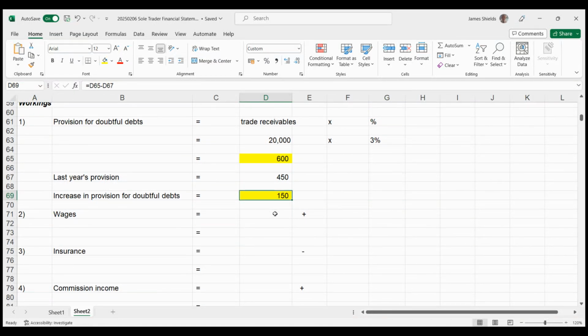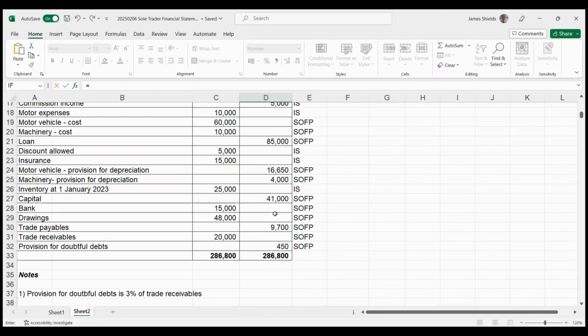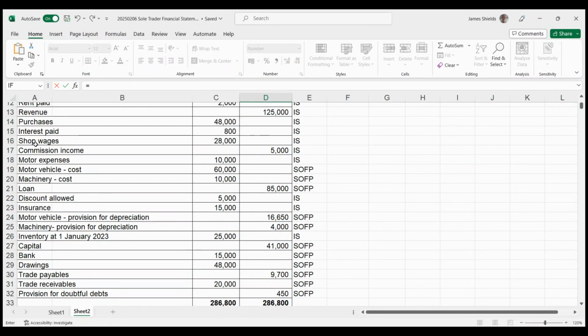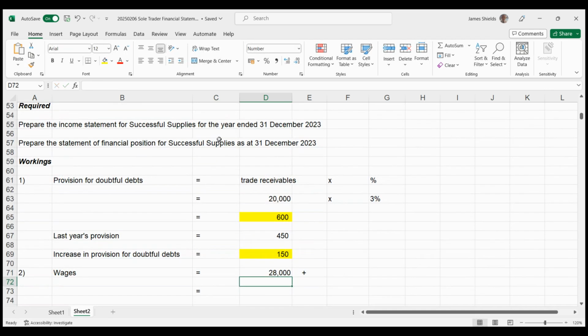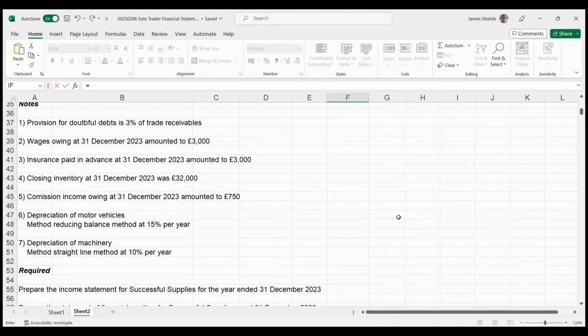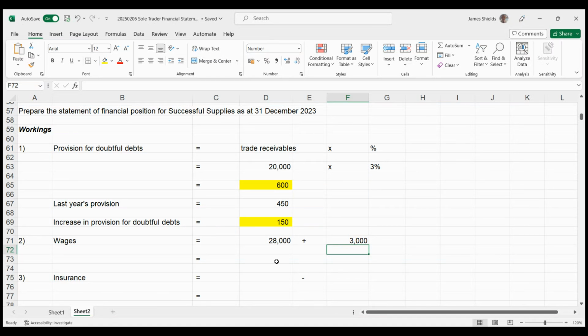Right, wages. I'm going to start off with the figure in the trial balance. So back to the trial balance and look for wages. Here I've got shop wages is £28,000. Now we're told there were wages owing at the end of the year. That was in point number 2, and the amount was £3,000. So I'm going to add that on to the £28,000. That should give us £31,000.